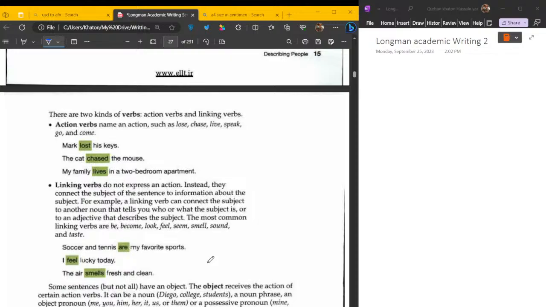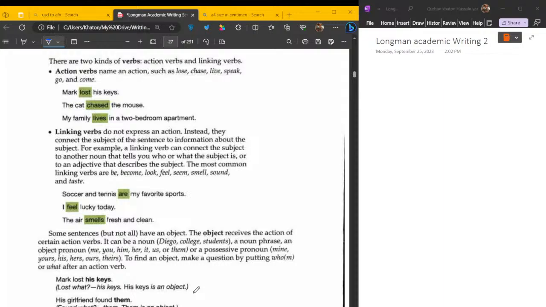Some sentences, but not all, have an object. The object receives the action of certain action verbs. It can be a noun, like San Diego college student, a noun phrase, an object pronoun: me, you, him, her, it, us, or them, or even a possessive pronoun: mine, yours, his, hers, ours, theirs. To find an object, make questions by putting whom or what after an action verb.